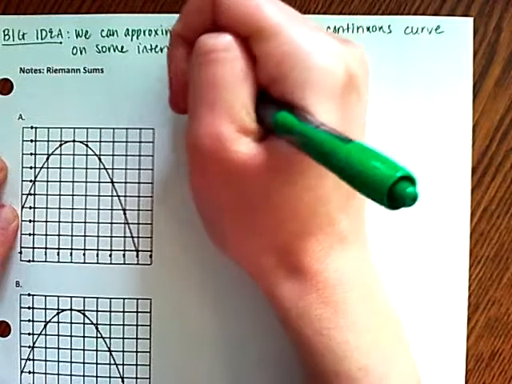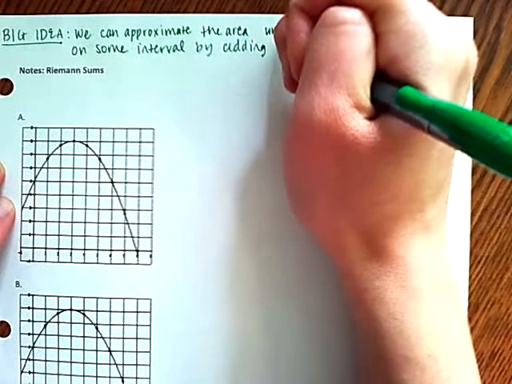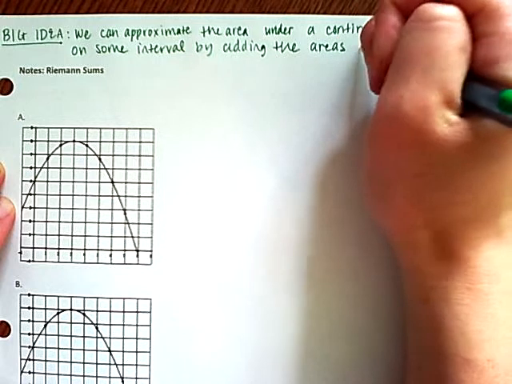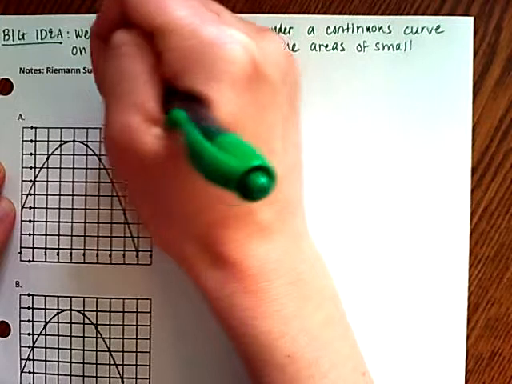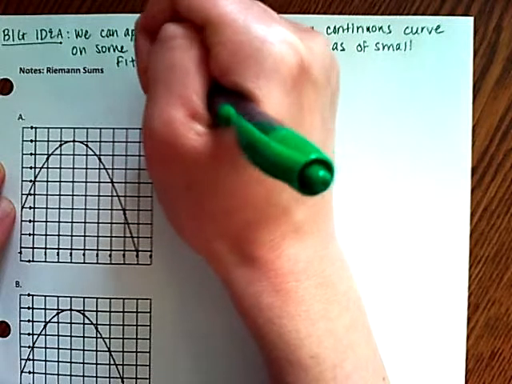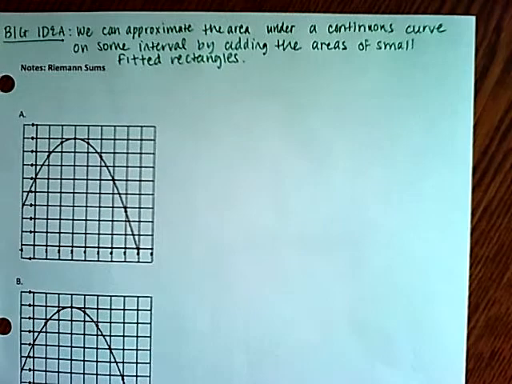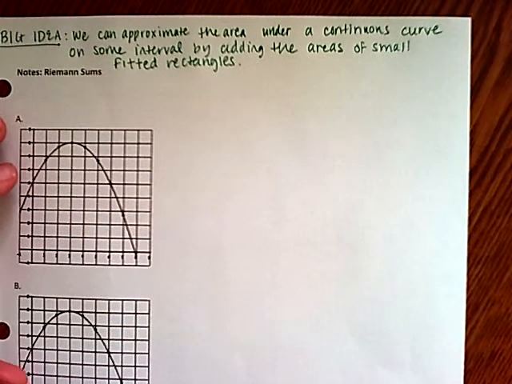And how do we approximate this? We can say by adding the areas of small fitted rectangles. Okay, and I'm going to show you 3 different ways of doing this, and the big idea here is that this relates to the idea of an integral, meaning the precise area under a curve.